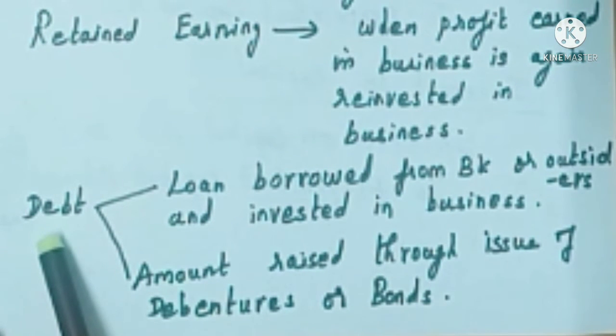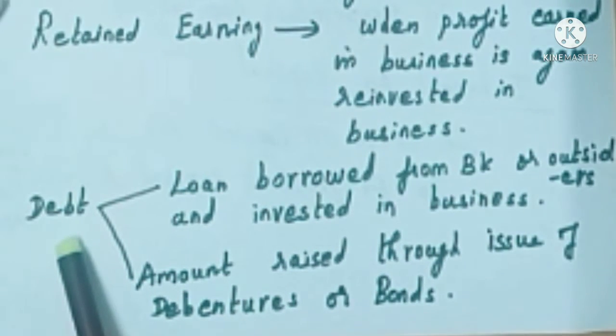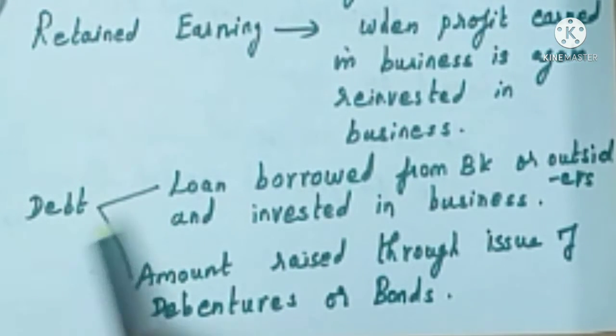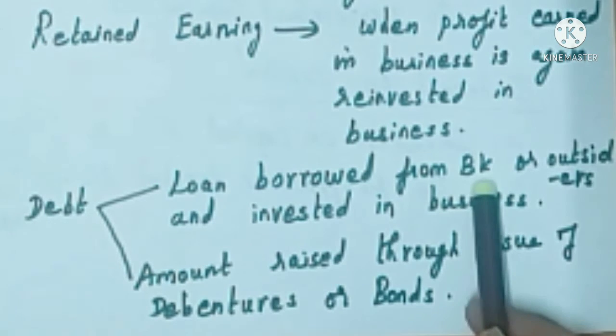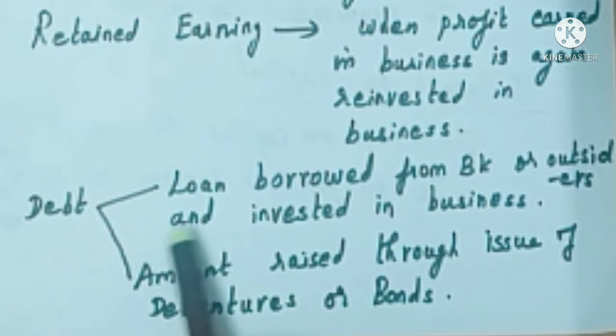Capital can also be raised by borrowing because a company requires huge amount. This huge amount cannot be brought by the owner alone. Sometimes it becomes necessary for him to borrow loan from the bank in order to raise capital for the business. He might also issue debentures or bonds through which he raises capital for the business.